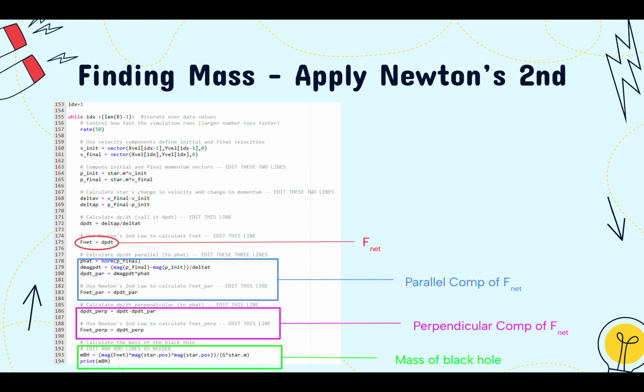We apply Newton's second law to find the gravity, so we find F net, and then we find the parallel component of the net force by finding p hat, and then the change in magnitude of the momentum divided by delta t. Then we find the perpendicular component by subtracting the parallel force from the net force, and then we use this information to find the mass of the black hole.